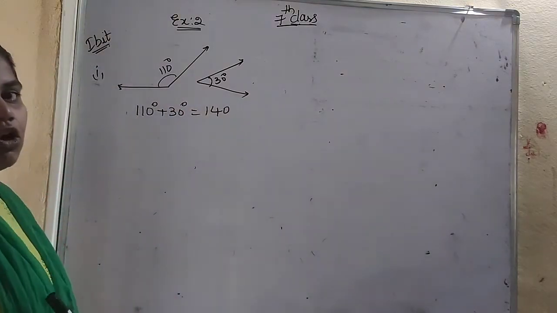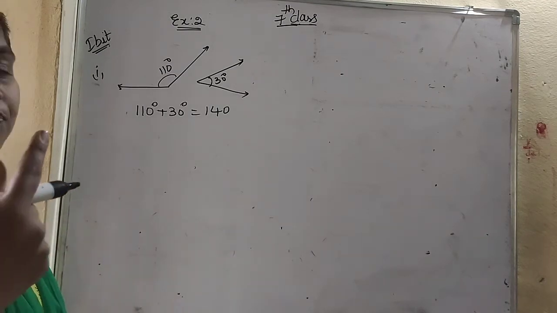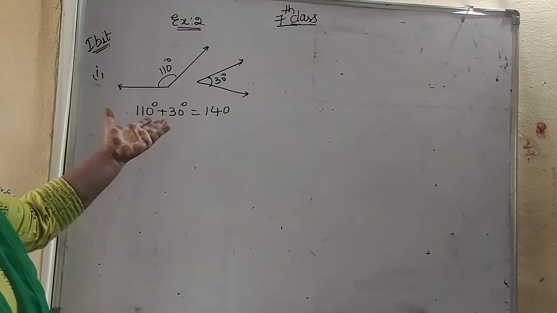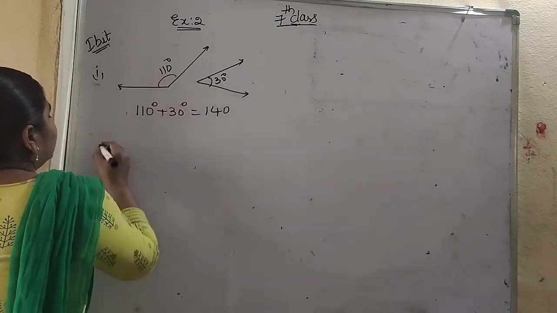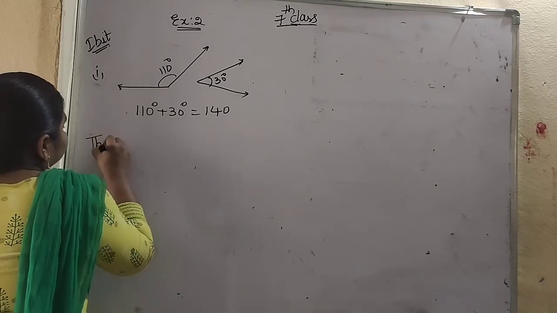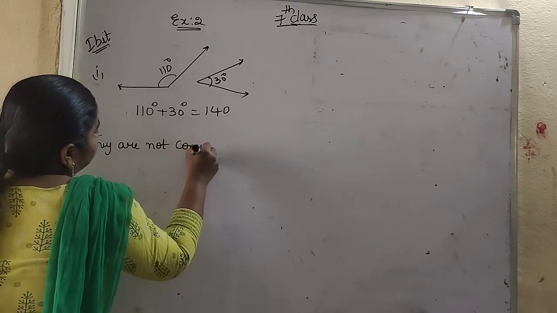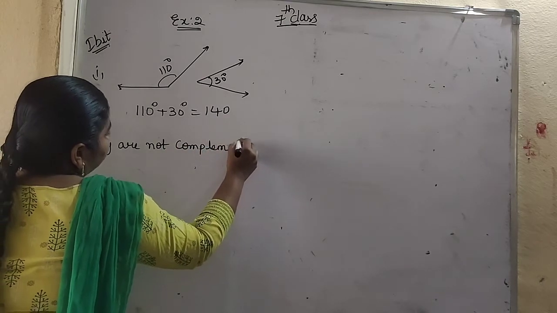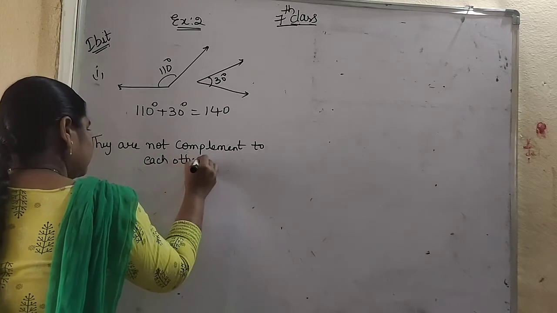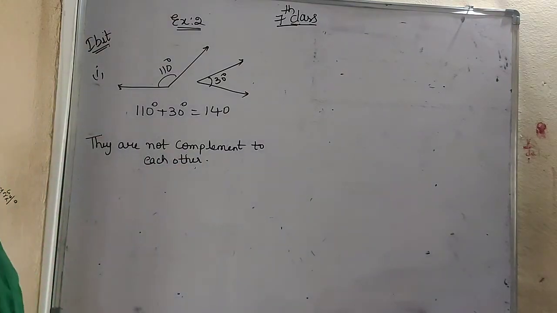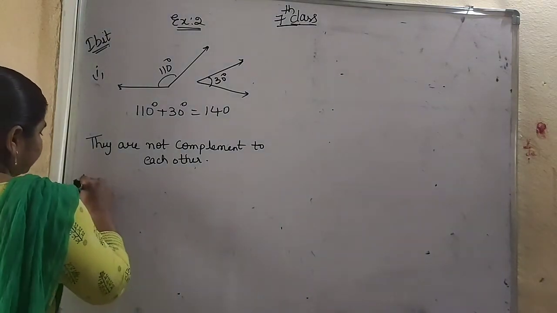So what do you mean by complementary? Complementary is nothing but it should be equal to 90 degrees. But here you got 140. So these two are not complement to each other. So this is our first one. Next one.